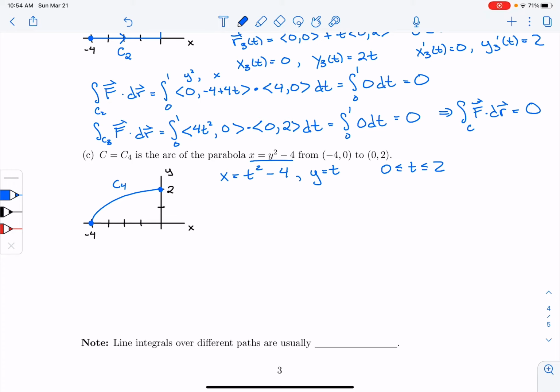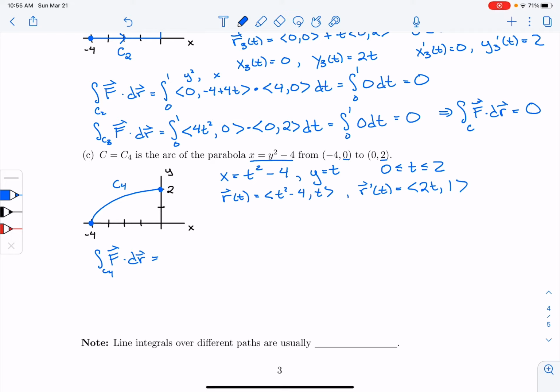So we let y be t, so t ranges over the same values that y ranges over, 0 to 2. Okay, so that gives us an r of t. R of t in this case is t squared minus 4, t. And then r prime of t in this case is going to be 2t, 1. So we now want to do the integral of f dot dr over that curve C4.